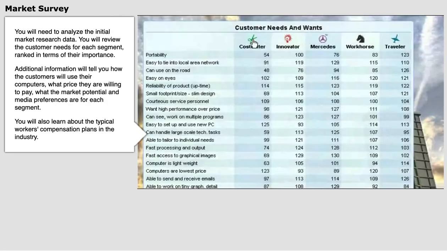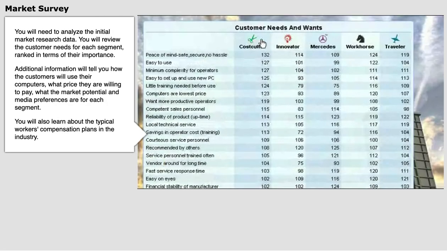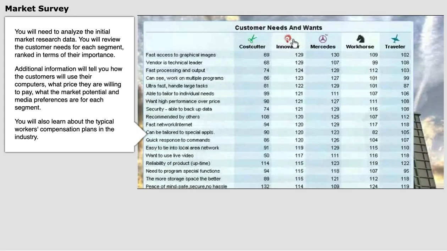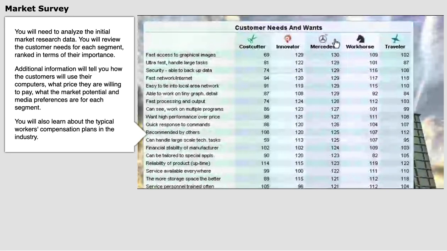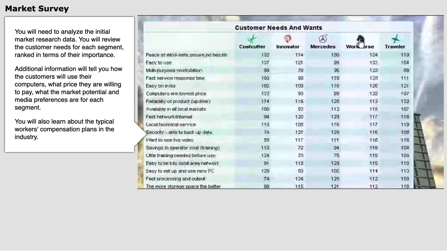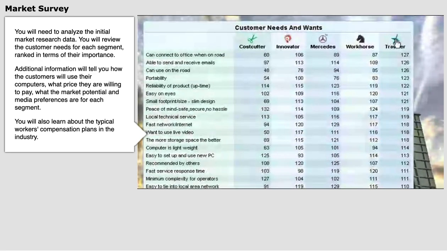You will need to analyze the initial market research data. You will review the customer needs for each segment, ranked in terms of their importance. Additional information will tell you how the customers will use their computers, what price they are willing to pay, what the market potential and media preferences are for each segment. You will also learn about the typical workers' compensation plans in the industry.